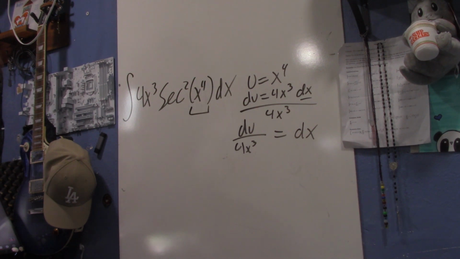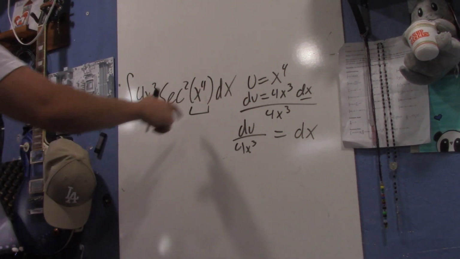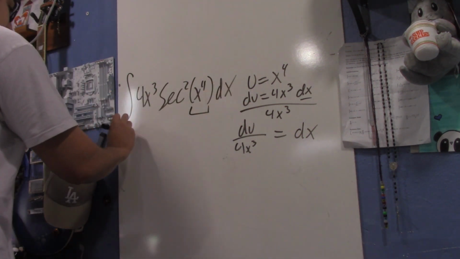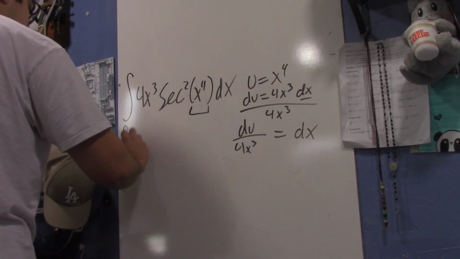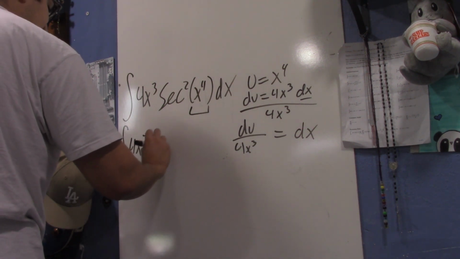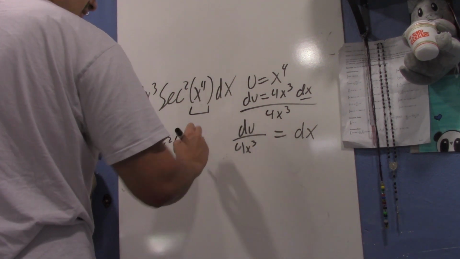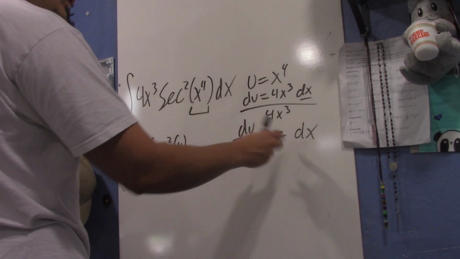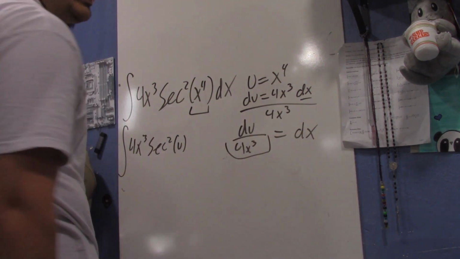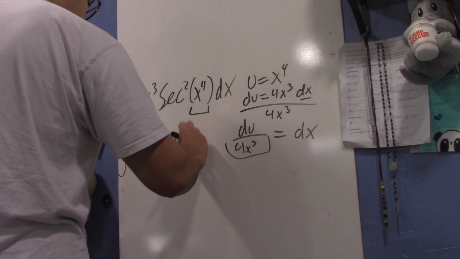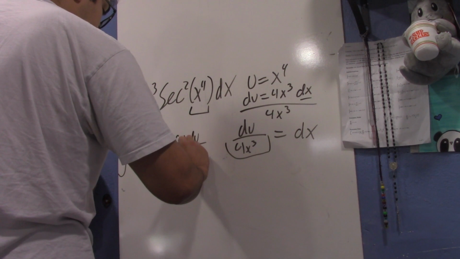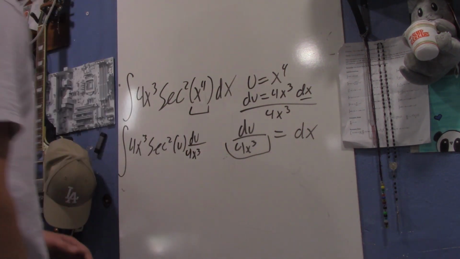Okay, so now we're going to go ahead and copy everything down and replace that x to the 4 with u. So 4x to the third power times secant squared of u. And then in place of the dx, we've established that this is going to take its spot, right? So we could just copy that down: du over 4x to the third power.